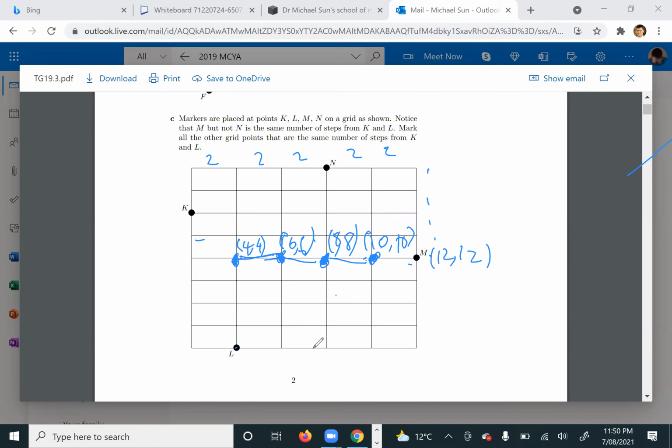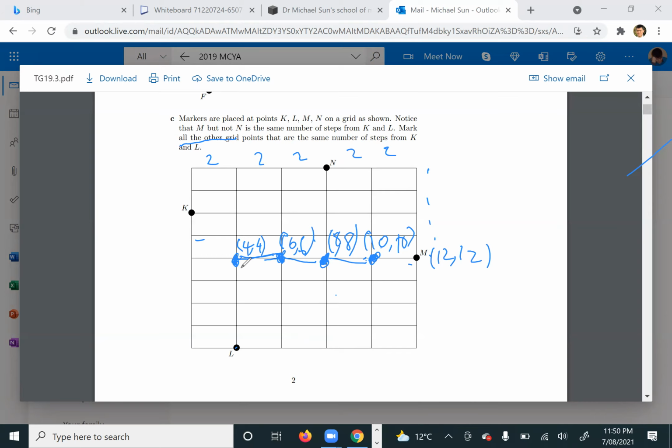But there's one other thing to understand, at least to mention, if not to understand, is that we're asked to mark all the grid points, right? So that means we mark these 4, right? It means we're saying those are points which have the same distance.